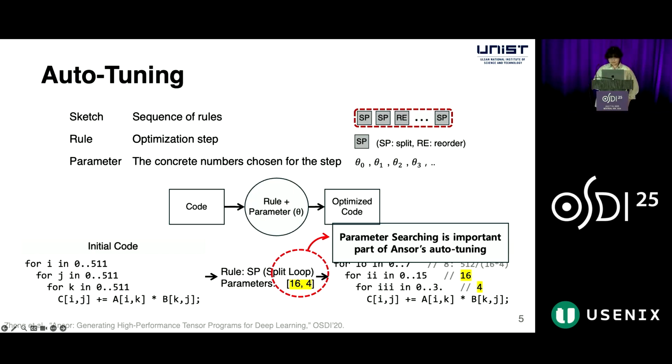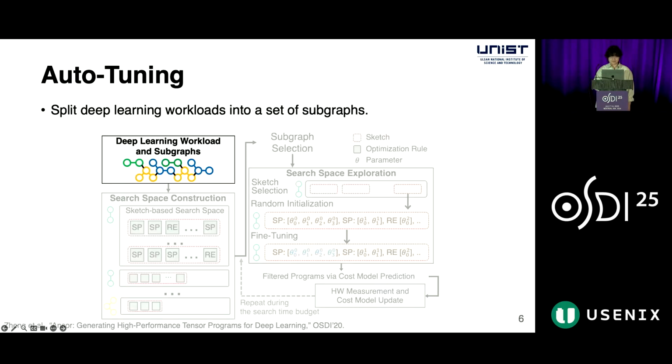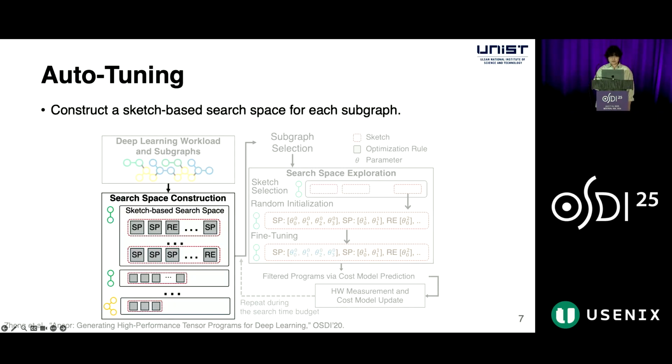And let me briefly introduce Ansor's auto-tuning process. First, Ansor splits the deep learning model into a set of subgraphs. For every subgraph, Ansor first builds a sketch, a high-level template, that is the red dashed box in the slide. Think of each sketch as a set of optimization rules. The catch is that these rules don't have parameters, so Ansor still needs to find the optimized parameters.